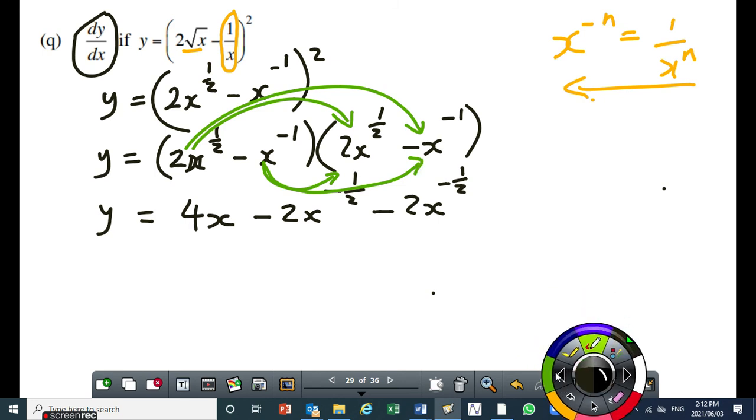So x to the power of minus 1 times, this is negative now. Negative and negative give us positive. Minus 1 plus minus 1, that will give us negative 2.